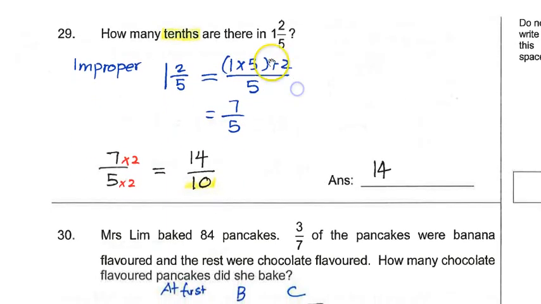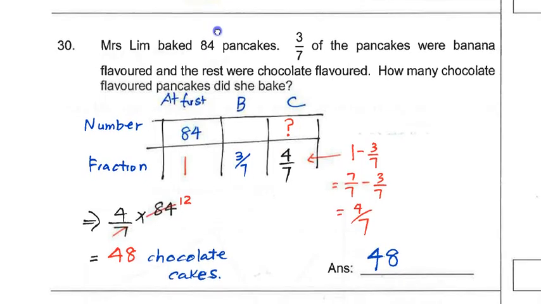Right, 2/5, how many tens are there in this? All you have to do is convert this into an improper fraction first, which is 7/5. Now convert this 5 into 10, that's why you get tens. To change 5 into 10, the denominator you times 2, the top times 2, then the answer is 14/10. So you have 14 tens.